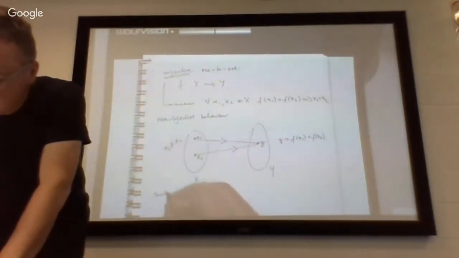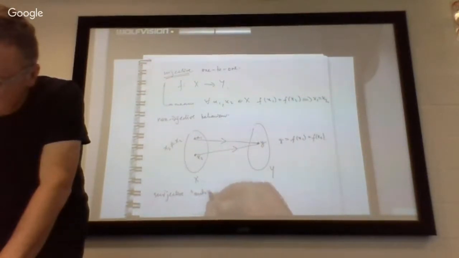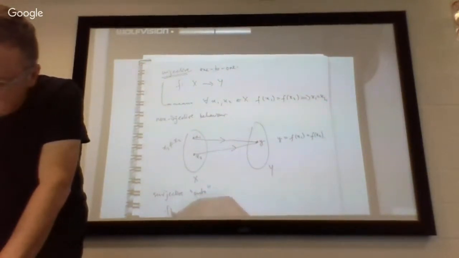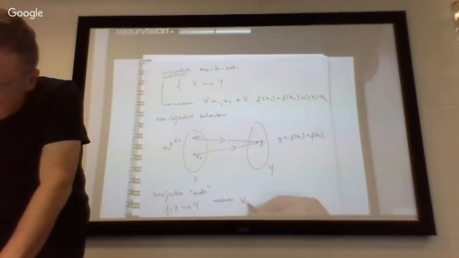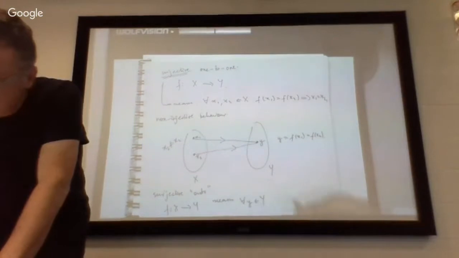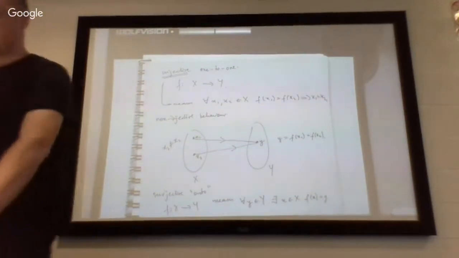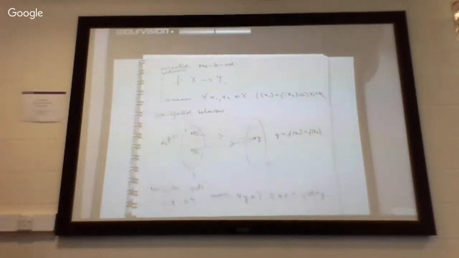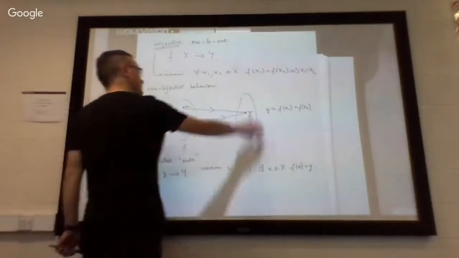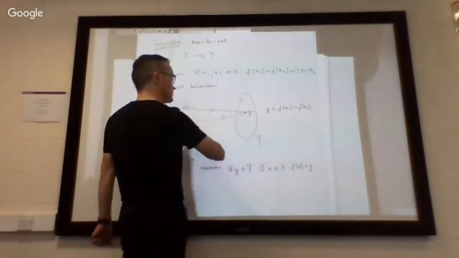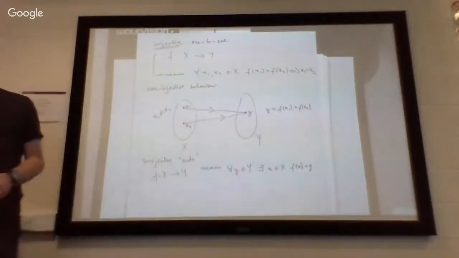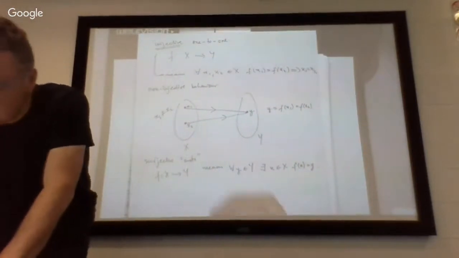Surjective, which is the onto terminology. A function f from x to y is surjective. This means that for everything in the codomain, for everything in the second set y, there exists something in the first set that the function sends to y. So everything in your codomain over here has something from x mapping into it. It's a surjective function.